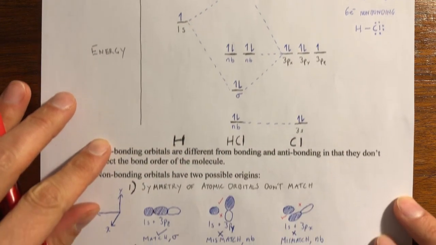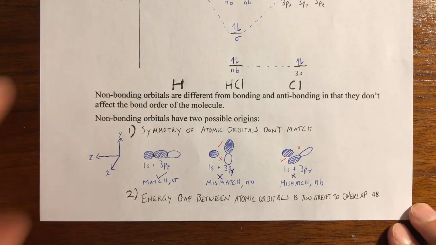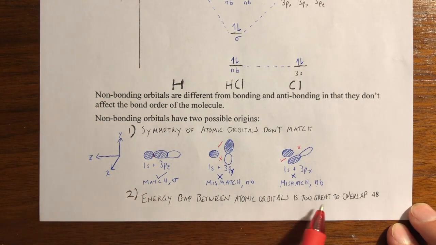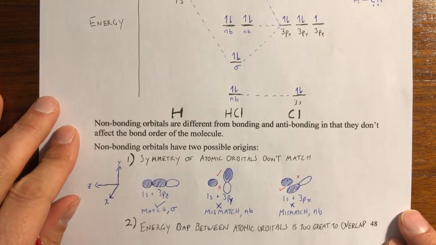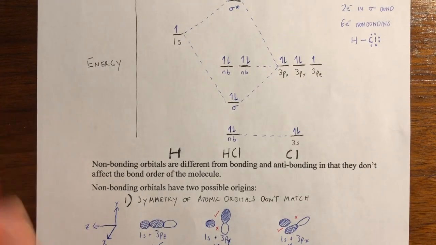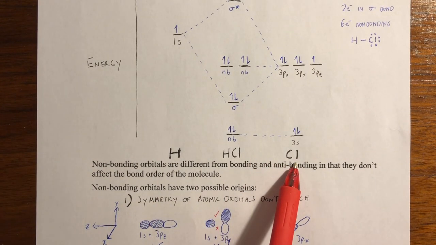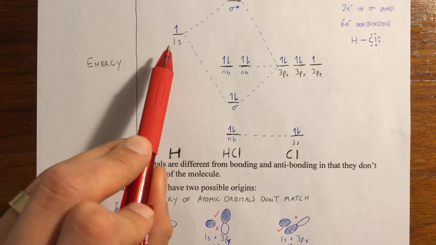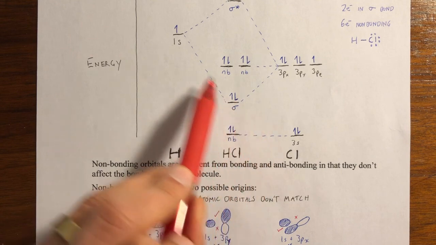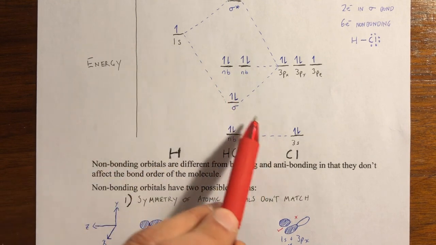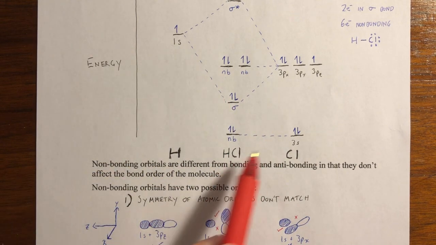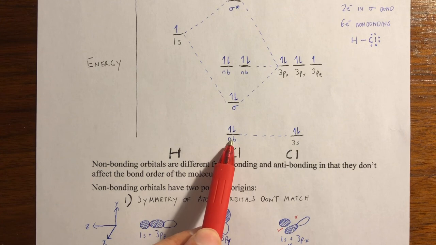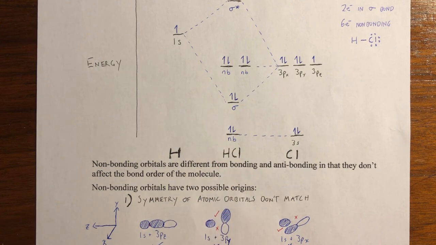We can also have a non-bonding orbital when the energy gap between atomic orbitals is too great to overlap. These atomic orbitals on chlorine are shifted down a little bit because chlorine's more electronegative. And so this 3s and this 1s orbital just end up being too far apart in energy to be able to successfully overlap. That's where we get our other type of non-bonding orbital.